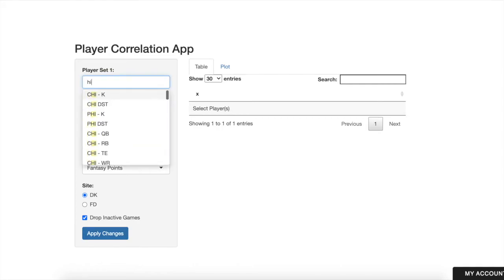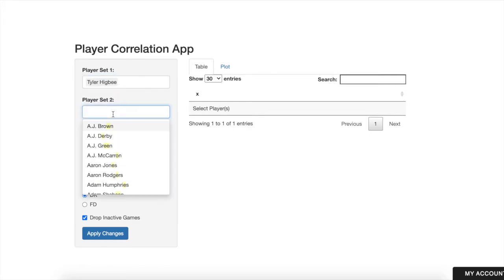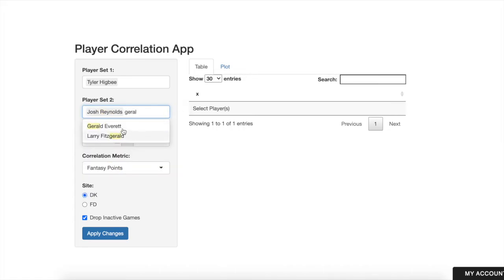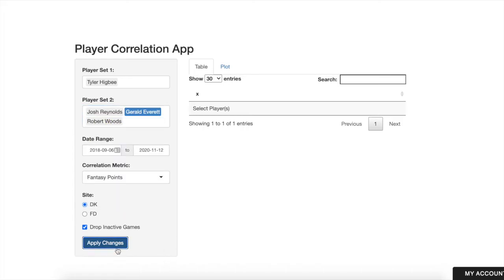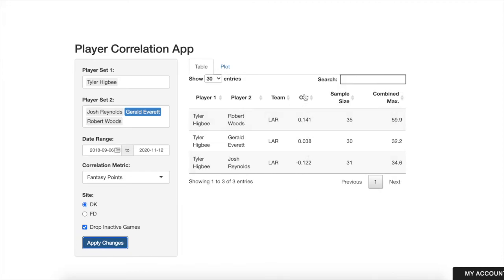So, I searched Higbee, and compared him against Josh Reynolds, Gerald Everett, and I guess Robert Woods as well, players we were interested in viewing correlation versus Higbee. And I noticed some slight negative correlation from Reynolds, thinking that maybe a reduced role for Tyler Higbee because he's inactive would yield more opportunity for Reynolds, and conversely wanted to understand if inactive games for Josh Reynolds might yield more opportunity for Tyler Higbee.